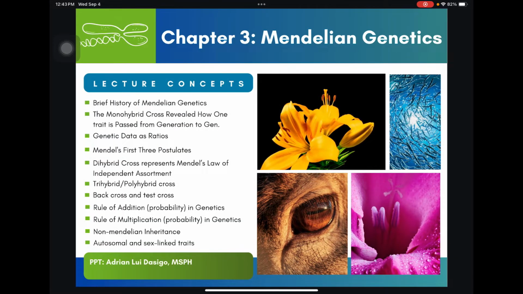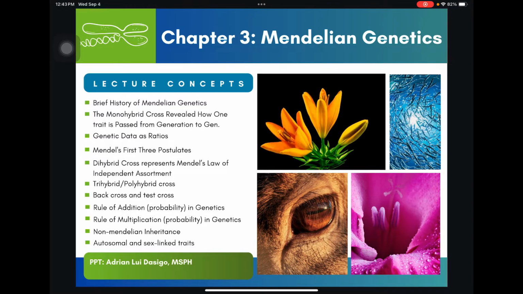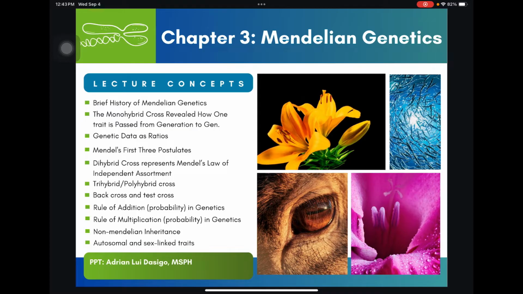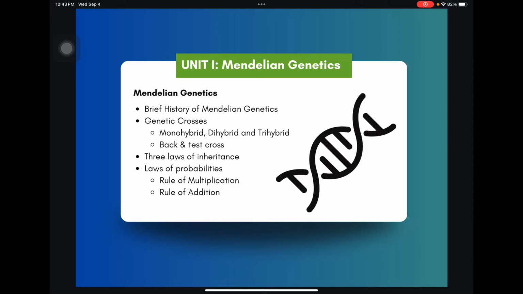Alright, so welcome to chapter 3 of our lecture in genetics. Today we're going to discuss a 3-part lecture on this topic. Unit 1 involves basic Mendelian genetics, wherein we're going to discuss the experimentation of Gregor Mendel that led him to establish transmission genetics. We're also going to discuss some genetic crosses, monohybrid to trihybrid or polyhybrid crosses, alongside back and test crosses, as well as the 3 laws of inheritance and the laws of probabilities.